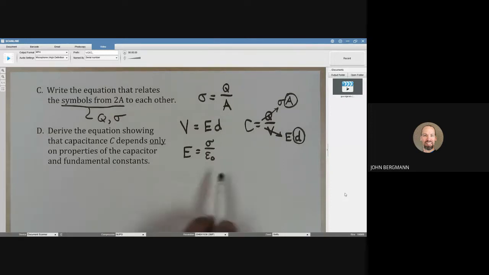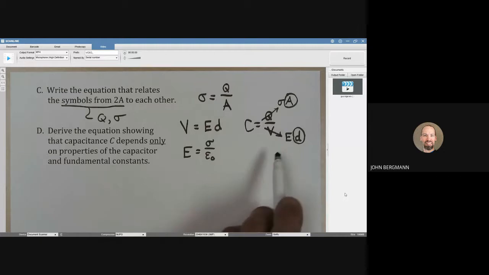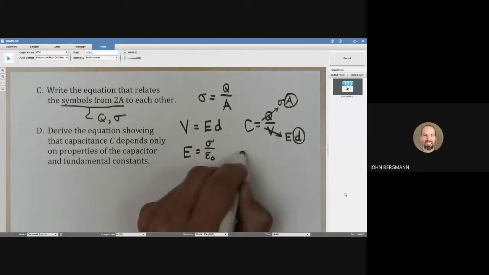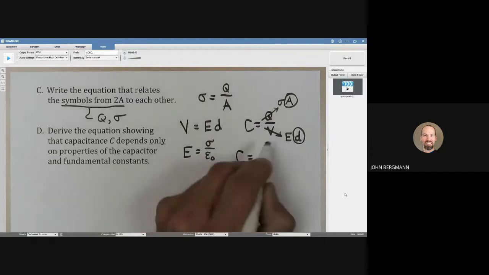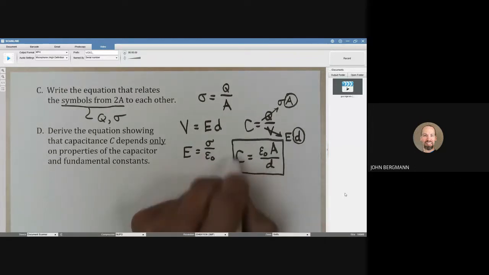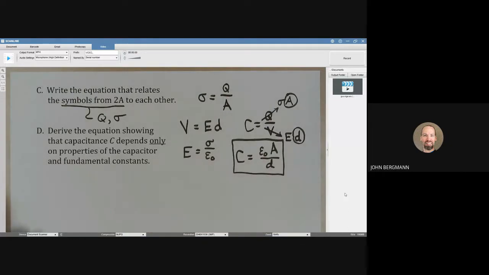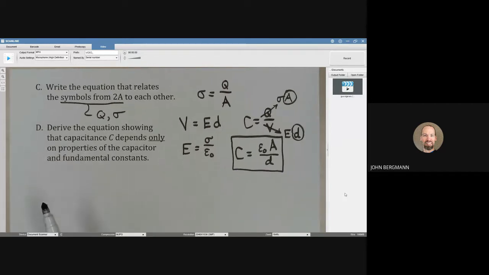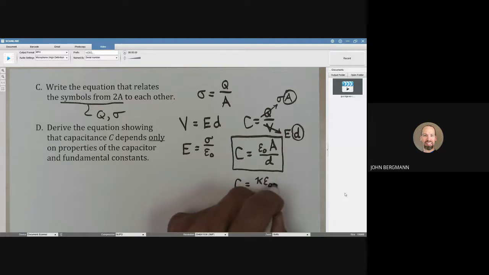And so from that, I'm looking here and we can say, there's a sigma, there's an E. With a little bit of manipulation, we can result in that equation right there. So that's another equation that we could use for capacitance. That one shows clearly that the capacitance of a capacitor depends only on how it's put together and a fundamental constant.